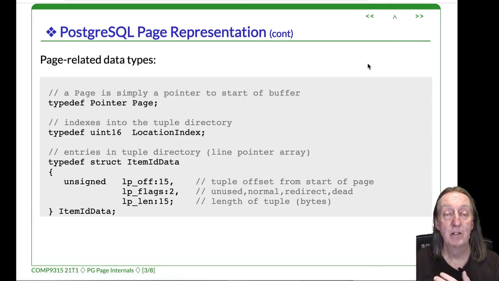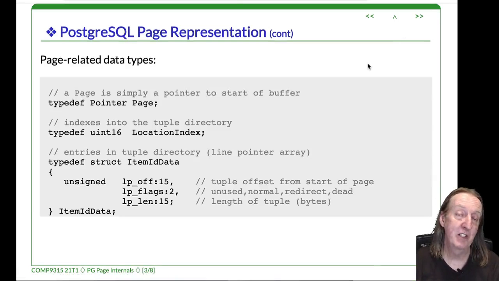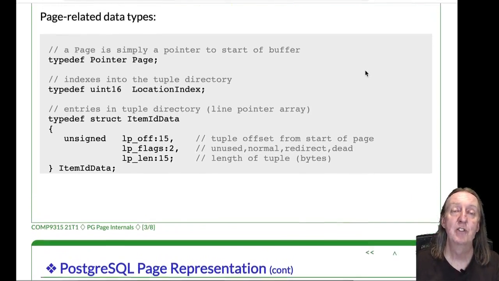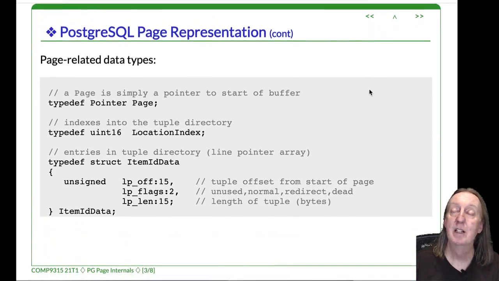All right, so what is a page? Well, a page is defined to be a pointer. Basically, it's a char star, or more precisely, it might be an unsigned char star. So it's a pointer to a region of memory that is a byte buffer, if you like, 8K in size. We just think of it as a page, though.